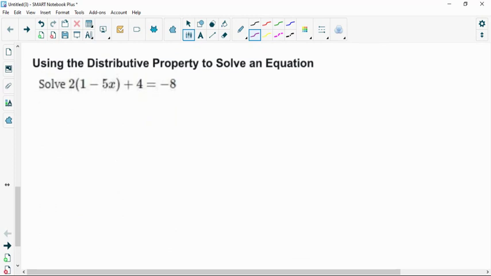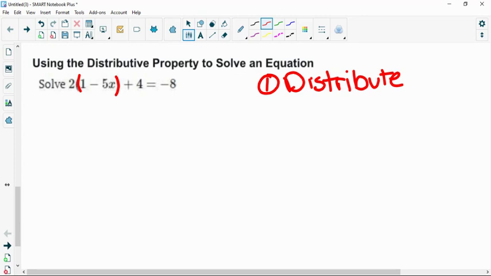So for our last example, this is still a multi-step equation. Only we are going to add in that first step of distribute. Now, I know I need to distribute because of the parentheses. That is your key.